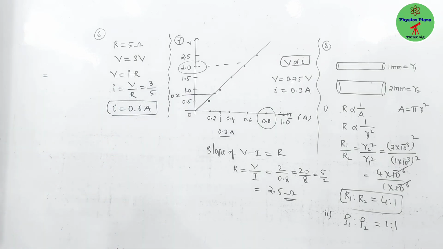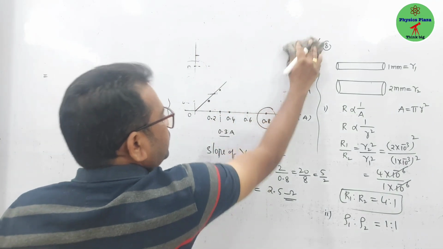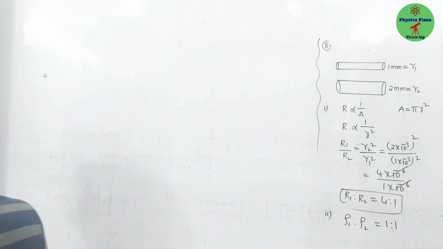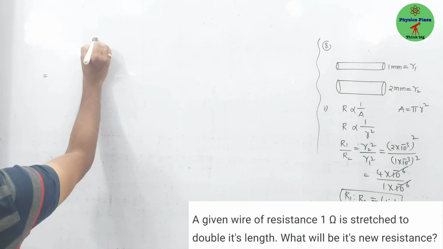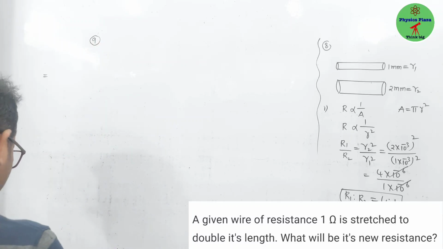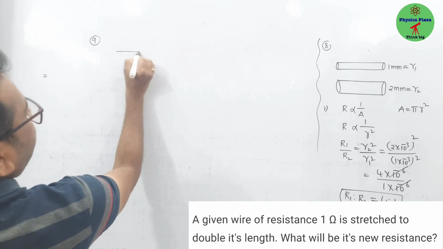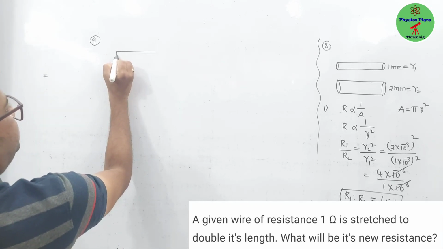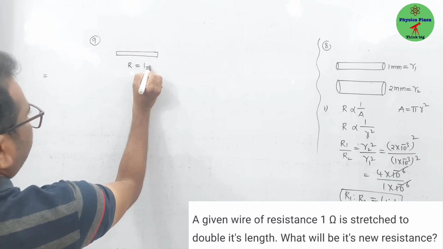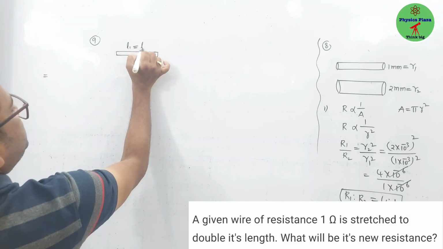Fine, children. Now hope it is copied. Fine. Now let us move to the numerical 9. Simple numerical, children. Don't make it complicated. So it is 9th one. So a given wire of resistance 1 ohm is stretched to double its length. Means, for example, children, let us say this is a wire. Its resistance is given 1 ohm. Let us say R1. Its length is L, let us say that, children.